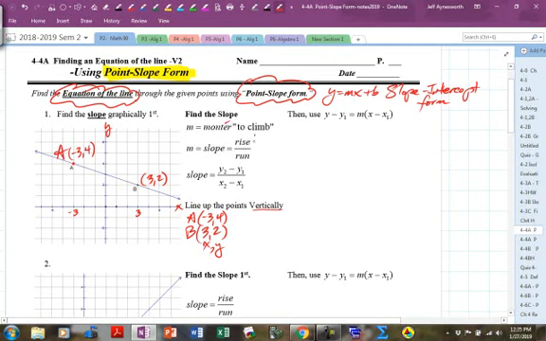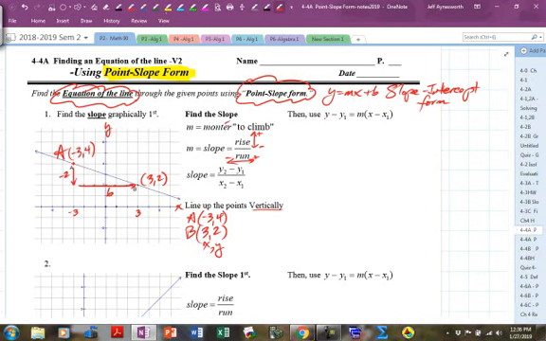The rise is a vertical change. If you go up, it's positive; down, it's negative. The run is a horizontal change. If you go to the right, it's positive, and if you go to the left, it's negative. So how do you get from A to B? Well, one way is to go down 2, and I said down, so it's -2. And you go right 1, 2, 3, 4, 5, 6. So right 6 units, and that's a positive value.